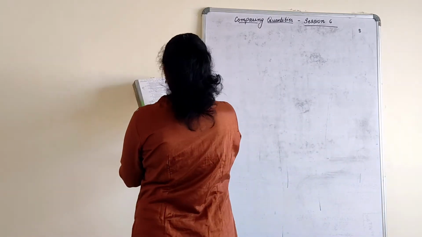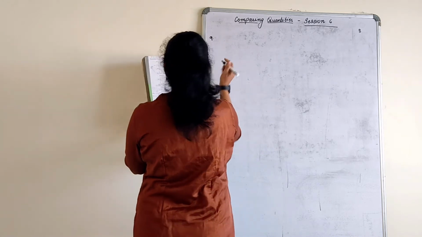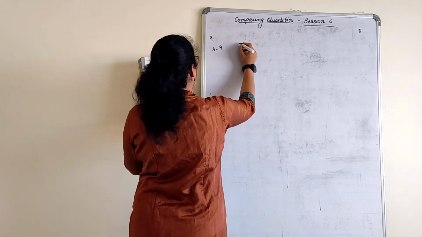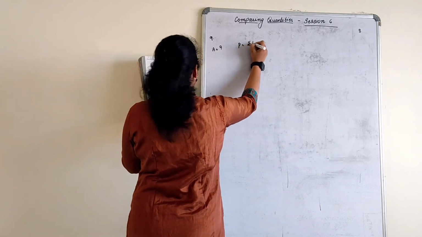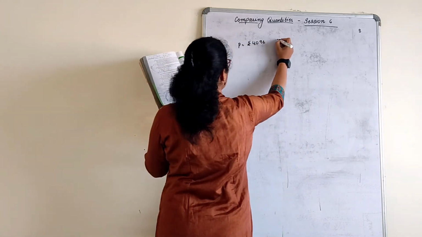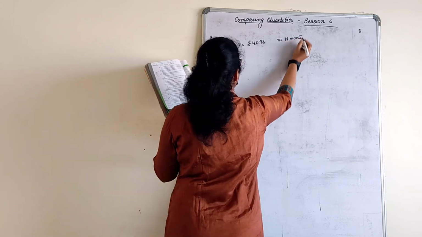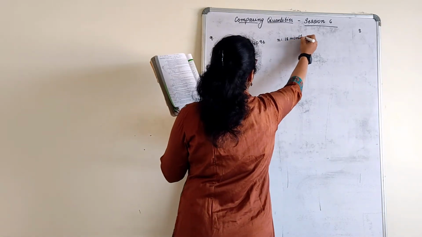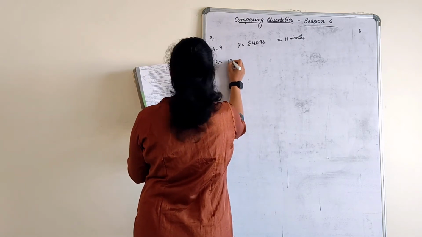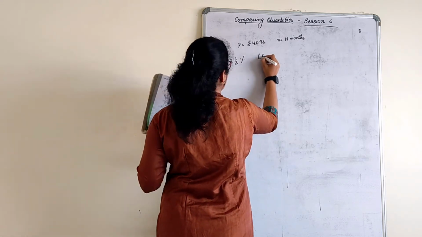9th one. Find the amount which Ram will get on rupees 4,096 if he gave it for 18 months, for a rate of interest 12.5% compounded half yearly.